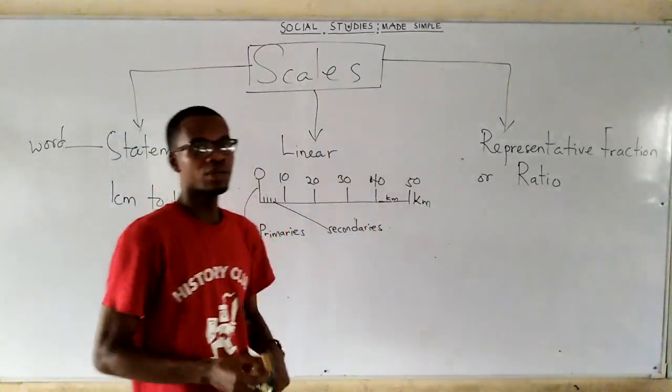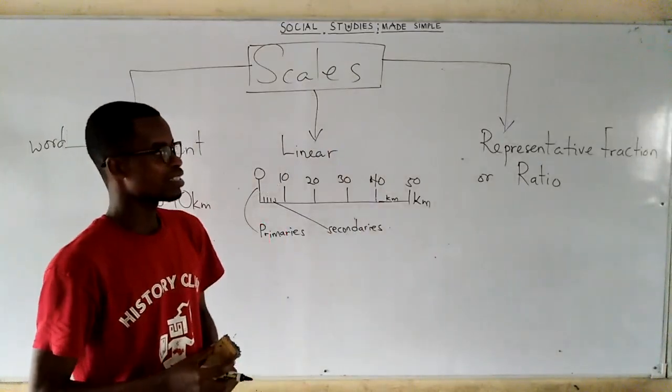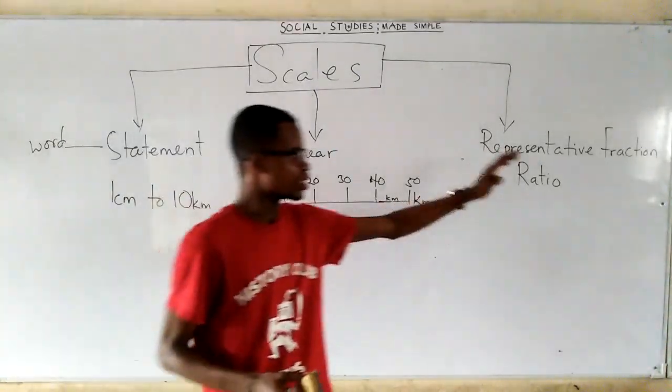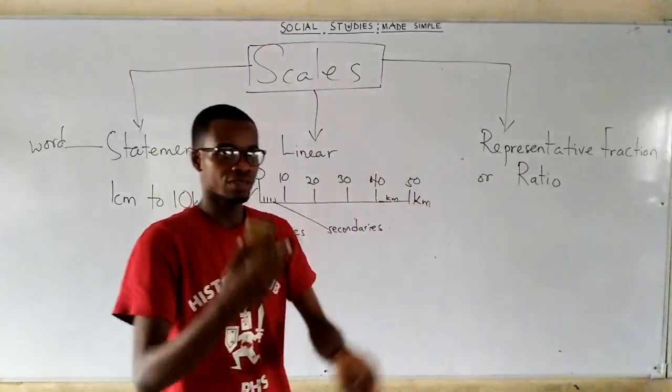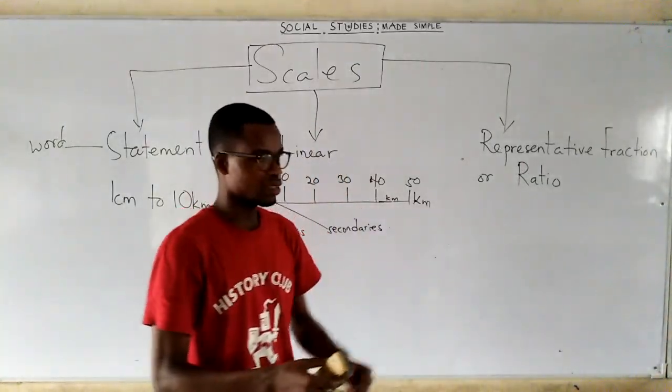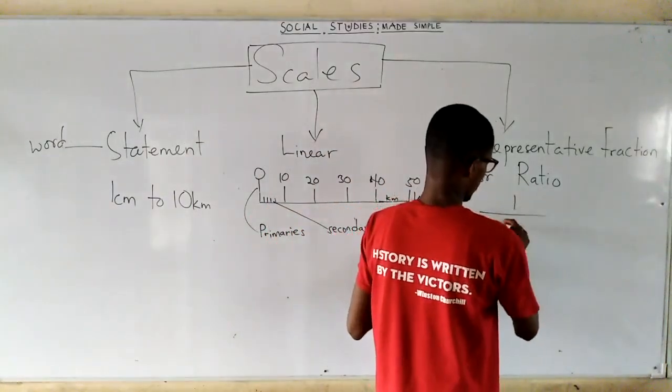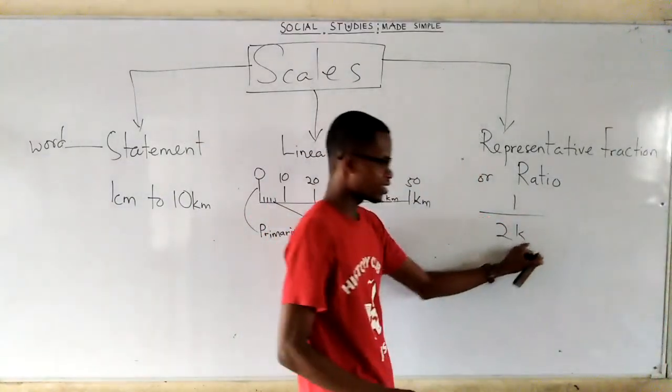Let's see how it becomes representative fraction. The same. So when it gets to this point, it means that there must be a conversion. In representative fraction, you have it in a fraction form. But we don't write the kilometers.